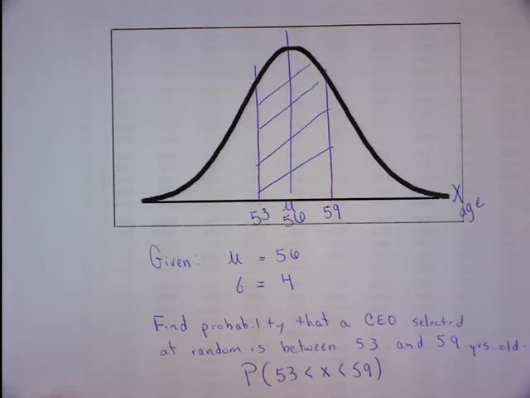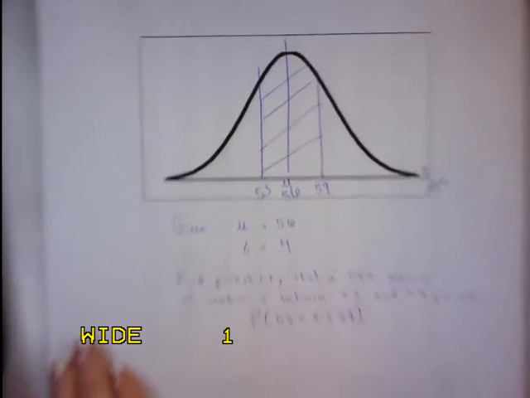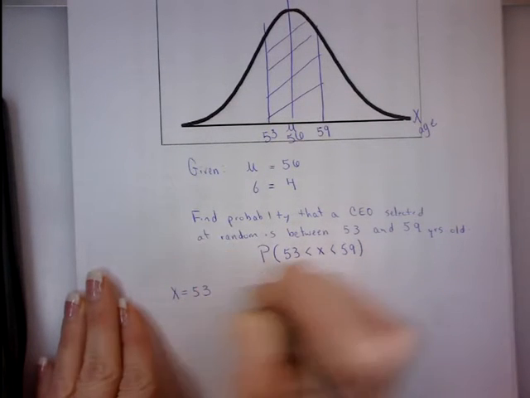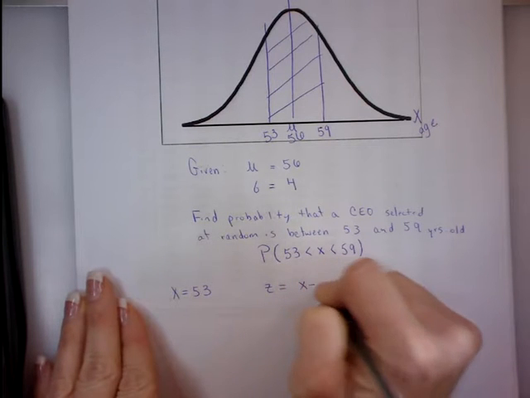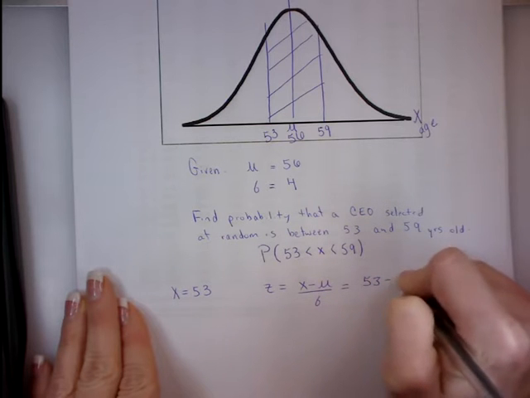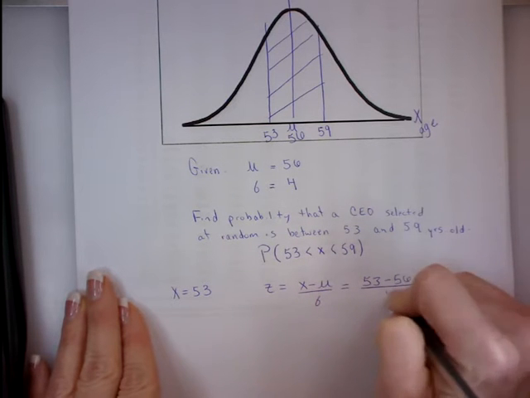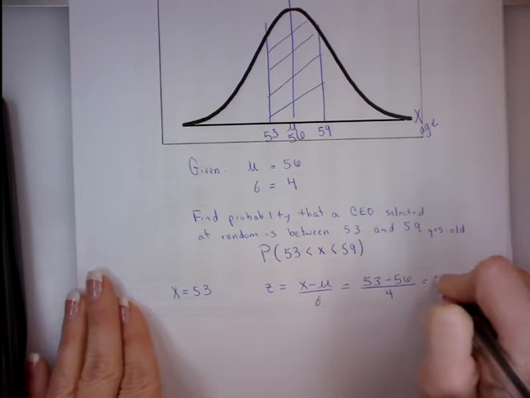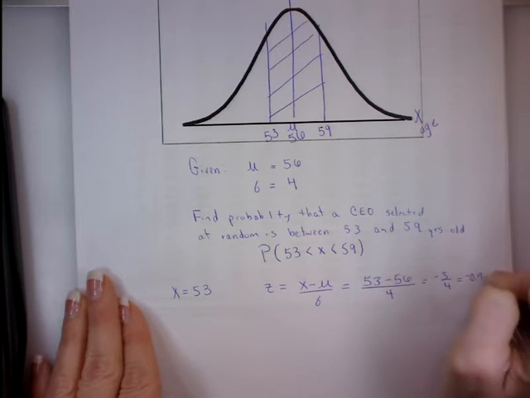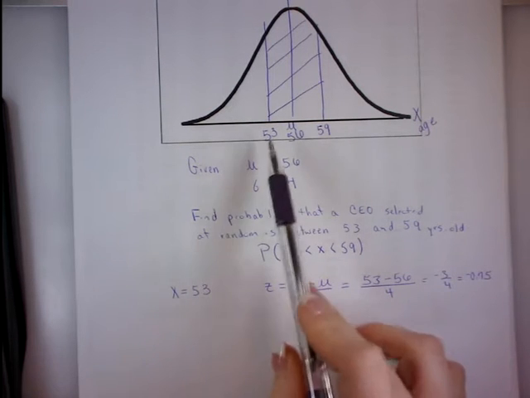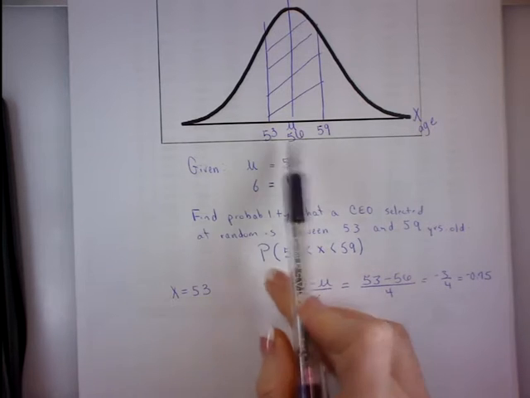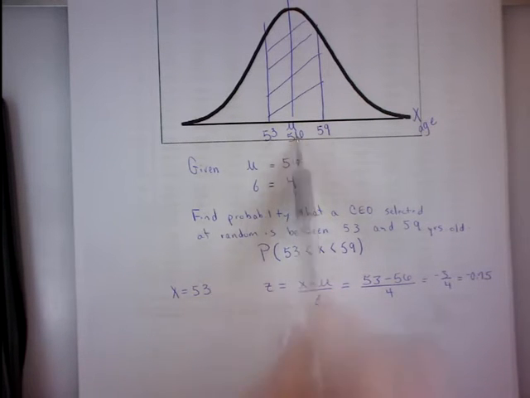So we will then find the z-score for each. So let's take x equals 53. The z-score, x minus mu divided by sigma. 53 minus 56 divided by 4 is negative 3/4, which is negative 0.75. So this CEO, age 53, is 3/4 of a standard deviation below the average age of 56.